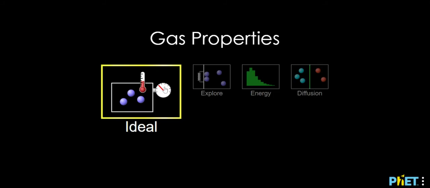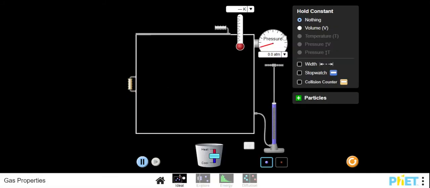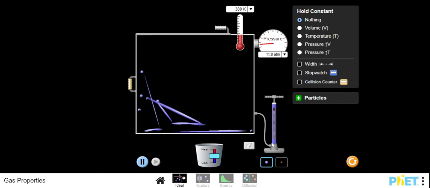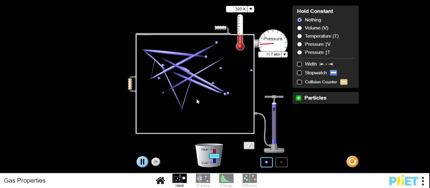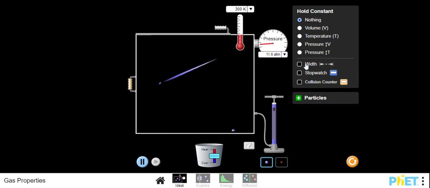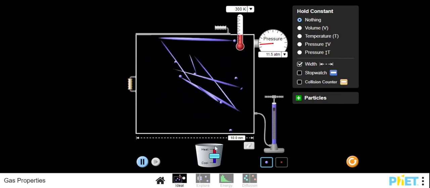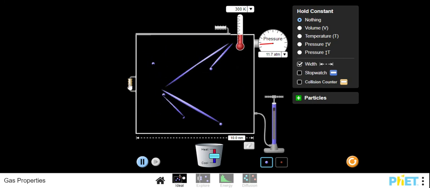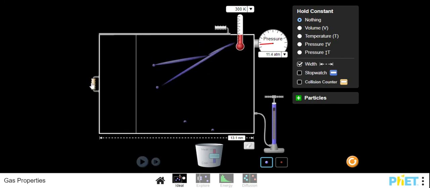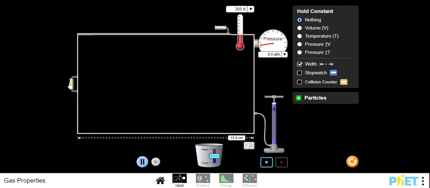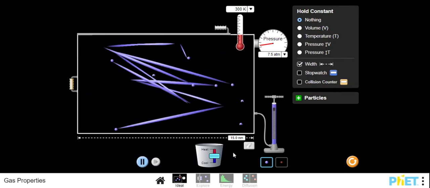This will go to show how easy it is to set this back up. Ideal. Pumping my particles. Ooh, they're still doing some weird stuff there. Well, it looks like it's still measuring my pressure. So aside from my particles doing some wonky stuff right now, check off the width. All right, and I'm going to make the size of my box 15 nanometers. Well, they're just having a party in there.